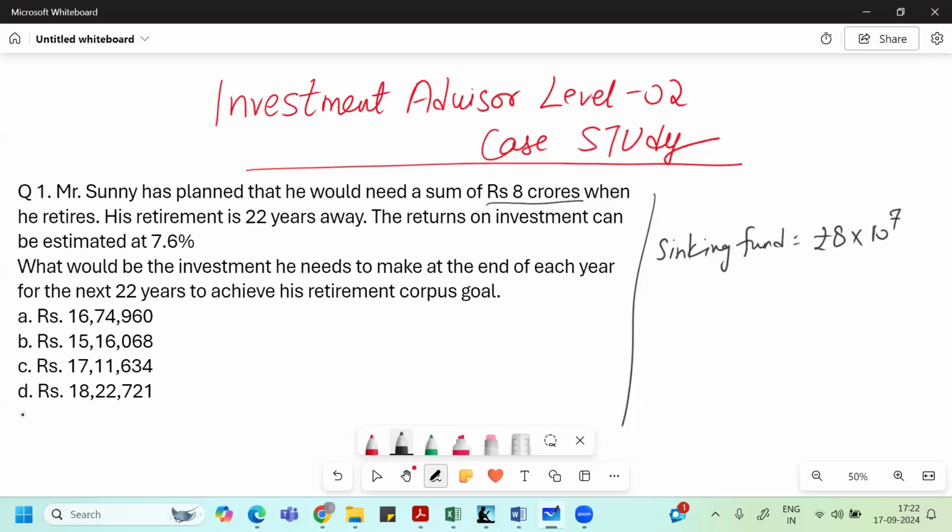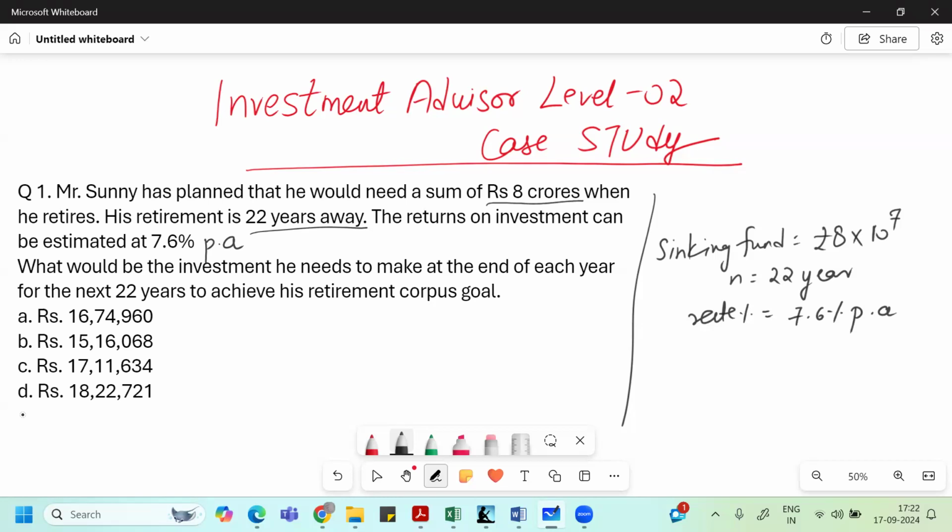So this person is sure that he needs around 8 crore rupees when he retires. His retirement is 22 years away, so the time period left with him is 22 years. Fine. And then the return on investment is around 7.6%. Definitely, this would be p.a., per annum. So the rate of interest would be 7.6% per annum. Whenever the rate of interest is given, it's always quoted as per annum.